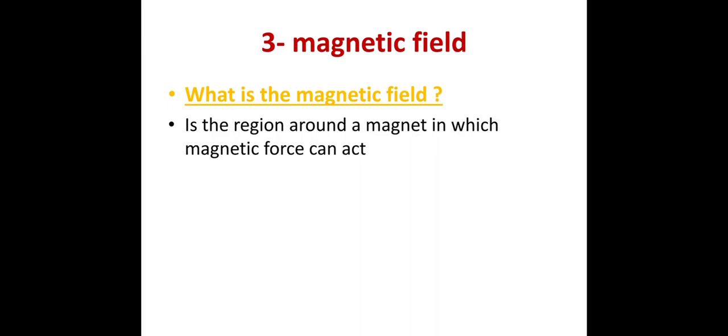We have a magnet, okay? And all magnets have magnetic force. Do we know the definition or the meaning of the magnetic force? So the region surrounding the magnet, where the magnetic force appears, acts, or is exerted, is called the magnetic field. So what is the meaning of magnetic field? It is the region around the magnet in which magnetic force can act.